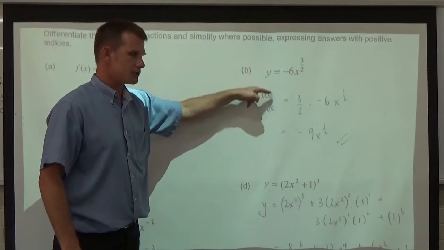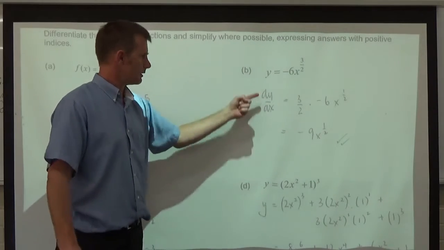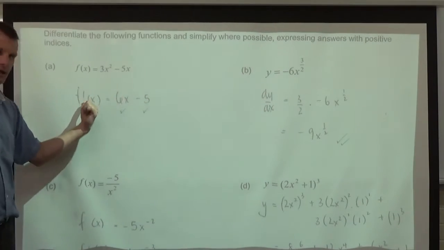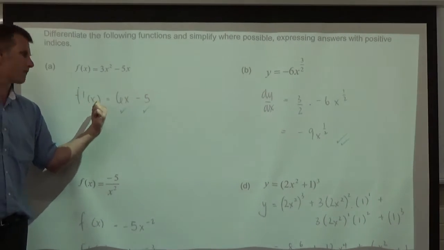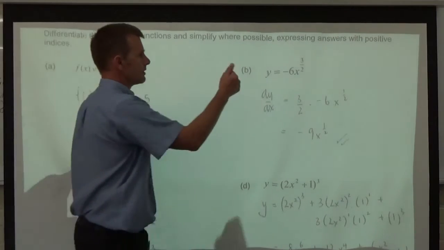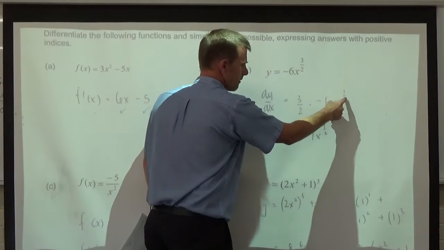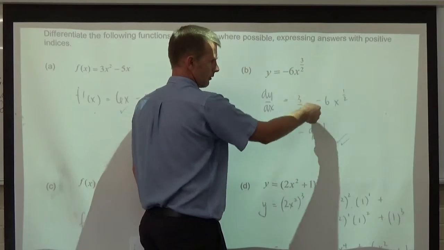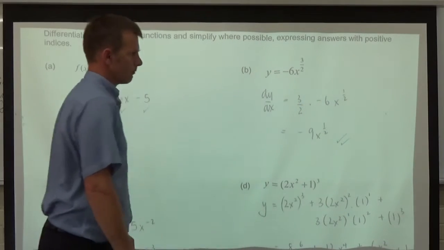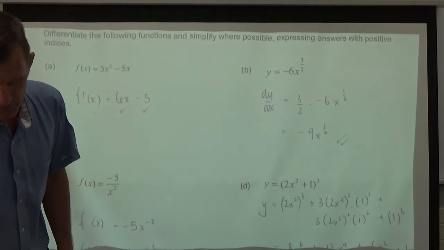Part B. Notice the different notation. It means the same thing, doesn't it? dy/dx means the same as f'(x) or f prime x. What are we doing? Power out the front. Here it is. Lower the power by 1. And then I just tidied up a little bit. Did a little multiplication in here. No problems at all.